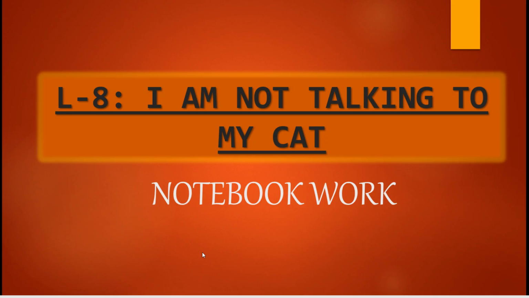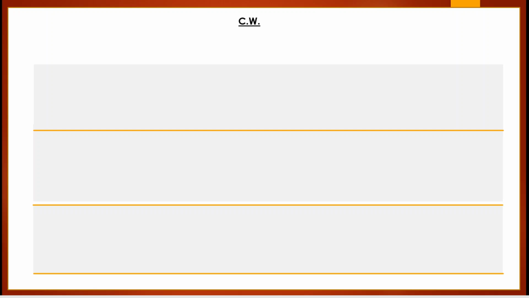Take out your English notebook and open a page where, after exercise number D, today we will be doing exercise number E. Please write down today's date and classwork at the top. The date goes in the left hand corner and at the center you will write classwork. After that, in the first line, write exercise number E, question answer.